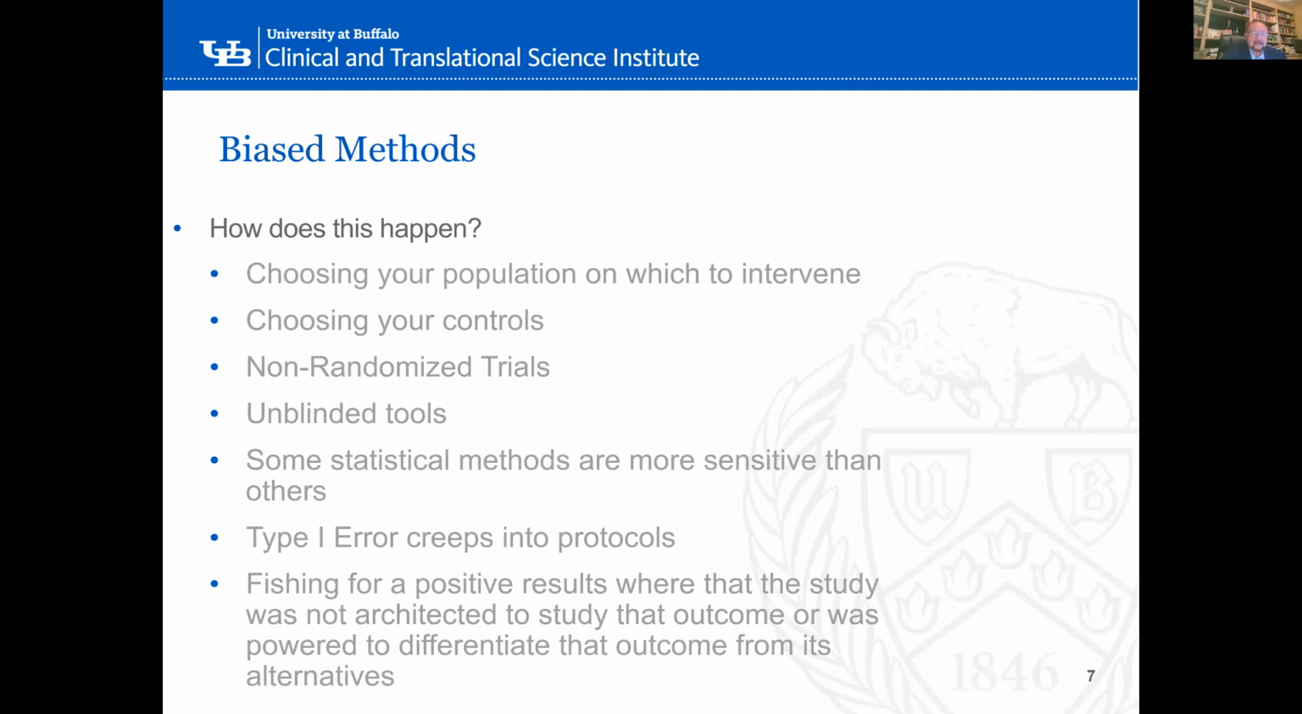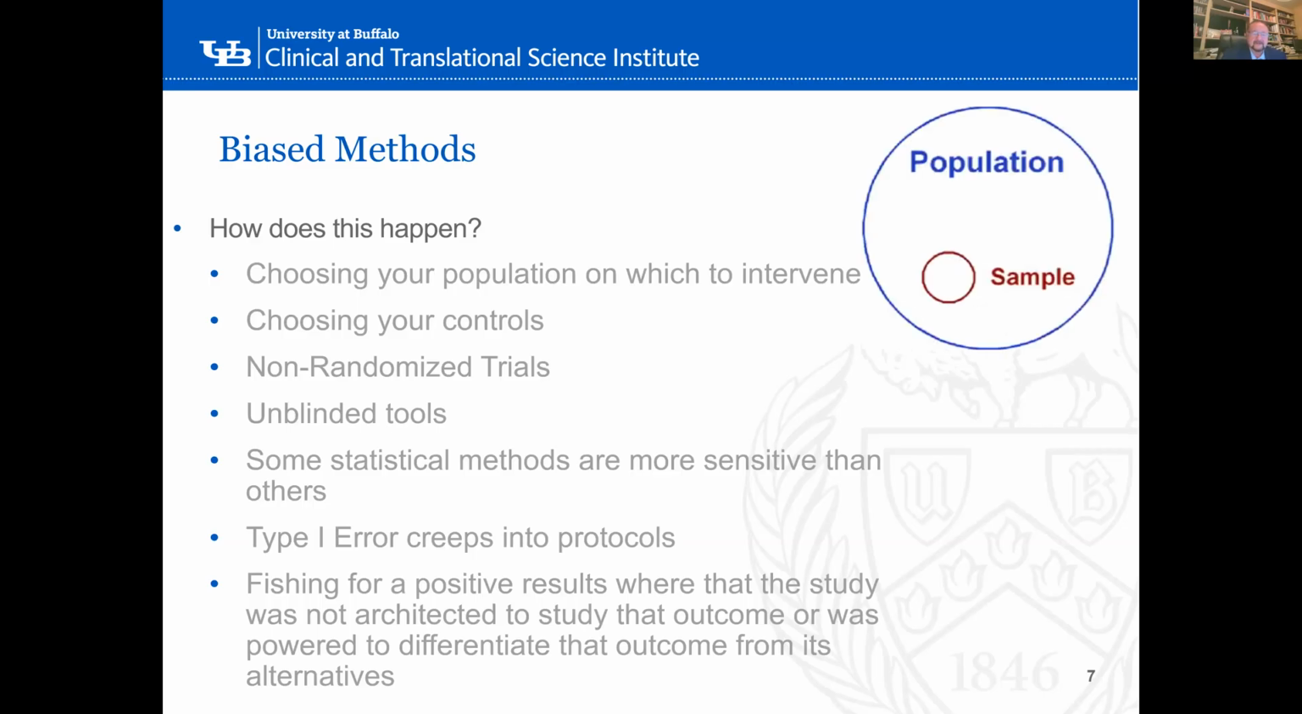Non-randomization in trials, unblinded tools. Some statistical methods are more sensitive than others, so people pick them to get the answer they want. Type 1 error, which is error by chance alone, is a real problem and creeps into a lot of people's studies. This has to do with fishing for positive results, where the study was not architected to study that outcome or powered to differentiate that outcome from its alternatives.